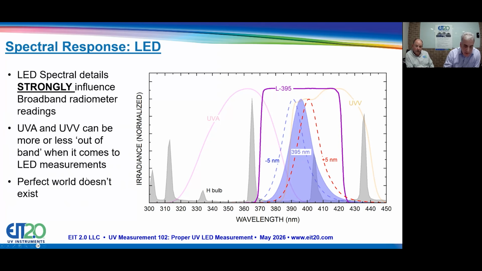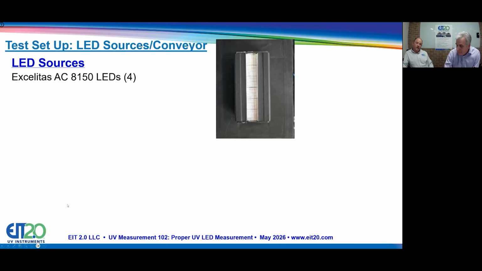So they're out of band. The bottom line is a perfect world doesn't exist, which is why we started to look at the L bands for the LED radiometers. I think Jim's ready to talk about some of the data we took. Right, Jim?